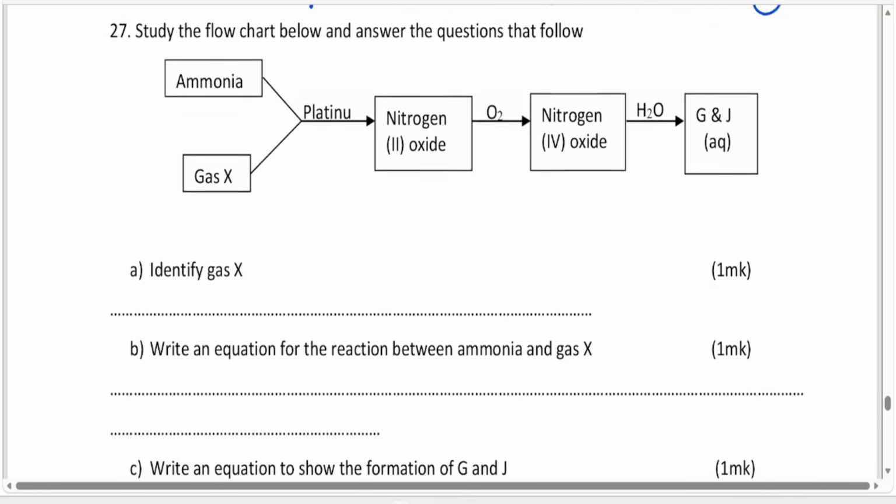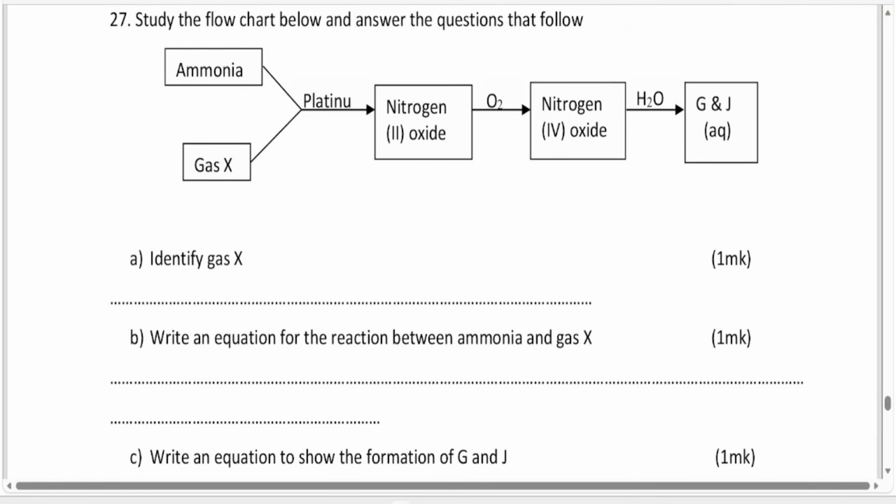Question number 27. Study the flow chart below and answer the questions that follow. We have ammonia reacted with a certain gas in presence of platinum, probably a catalyst, to give us nitrogen 2 oxide. Then nitrogen 2 oxide is added to oxygen and it gives us nitrogen 4 oxide, and then nitrogen 4 oxide is passed through water, and it gives us G and J, which are all solutions.